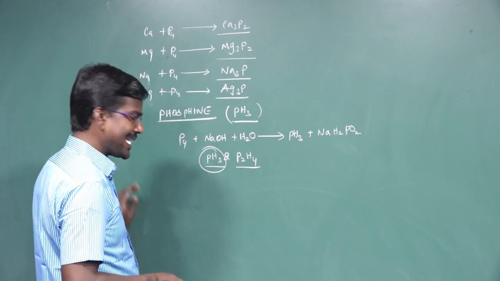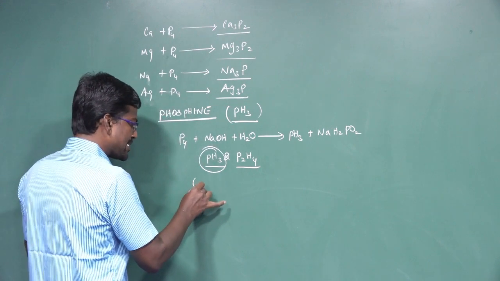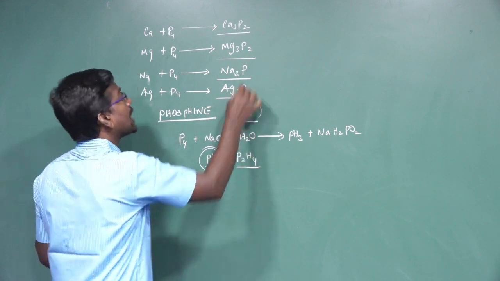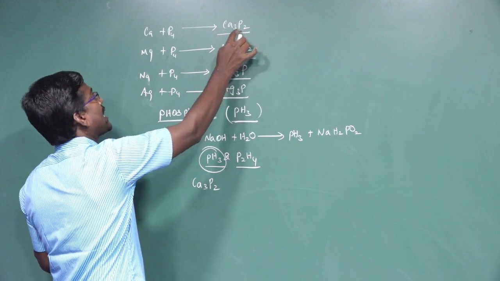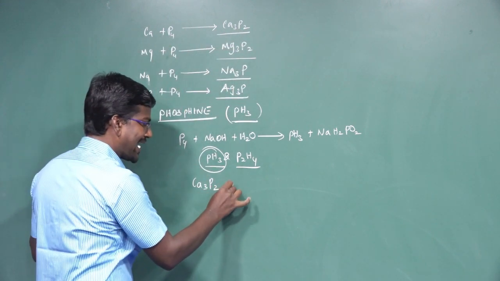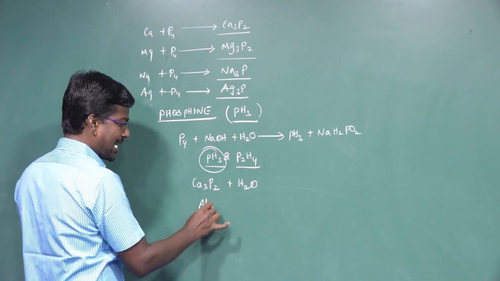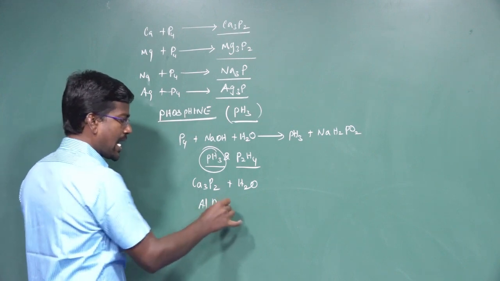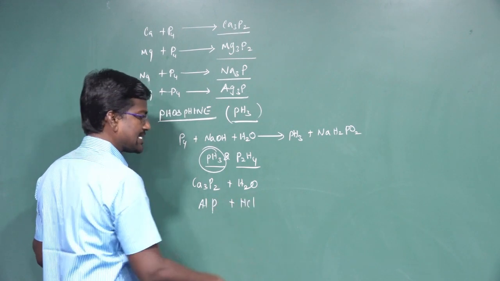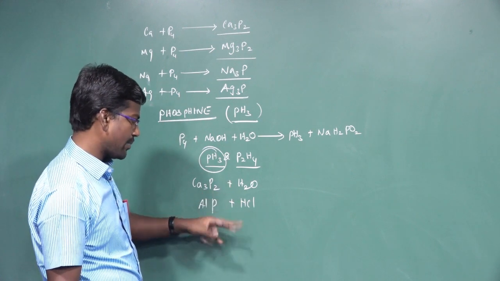Another one is the hydrolysis of metallic phosphide, calcium phosphide, Ca3P2. The calcium phosphide can be prepared from calcium combined with phosphorus. So calcium phosphide is hydrolyzed by water H2O, or metallic phosphide like aluminum phosphide AlP is hydrolyzed by mineral acids. Hydrochloric acid is a mineral acid. Hydrolyzed by water and mineral acids.